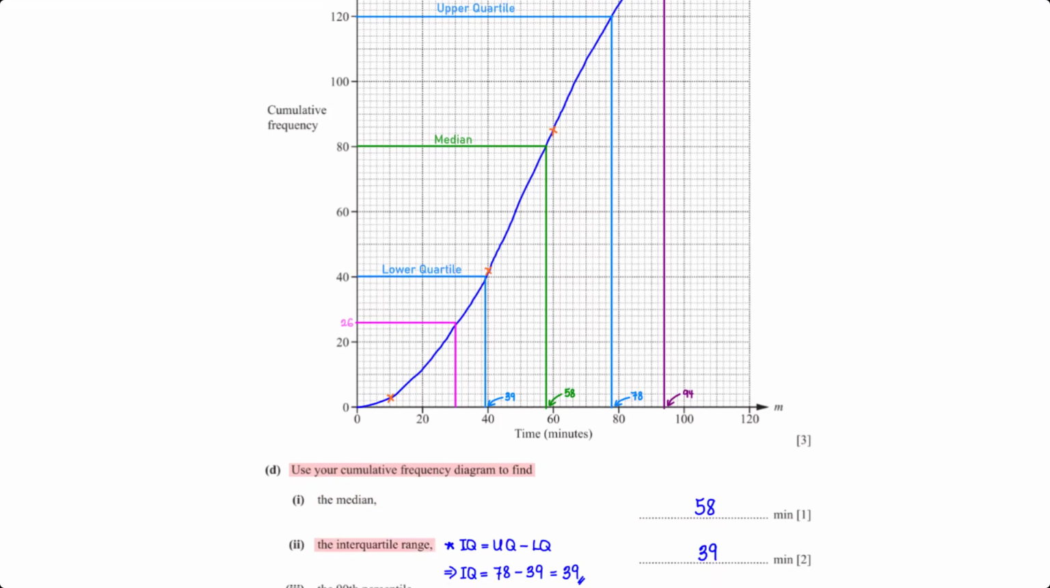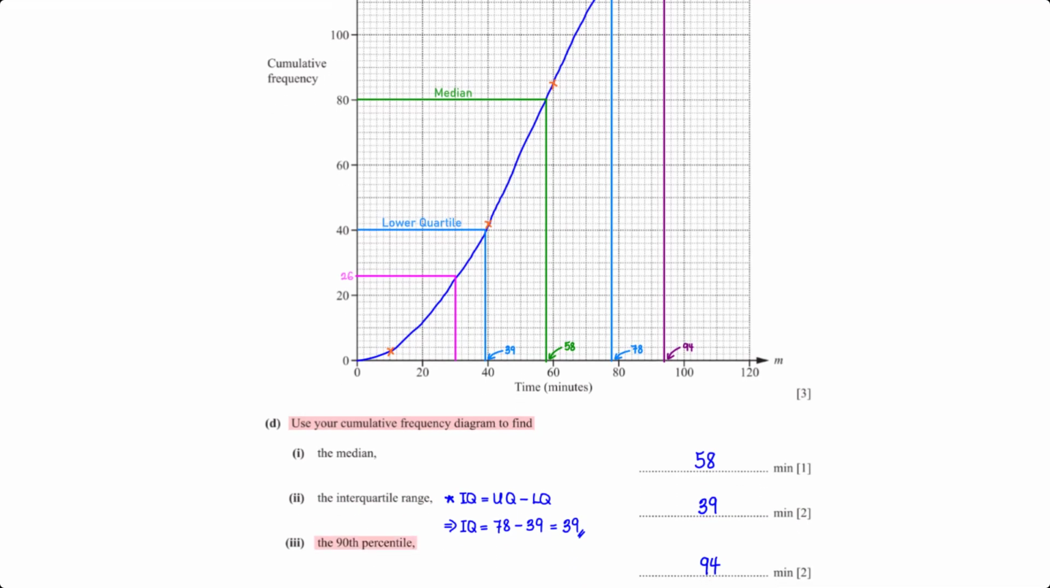Find the interquartile range. The interquartile range is equal to the upper quartile minus the lower quartile. To get the upper quartile, we map 3/4 of 160, which is 120, on the diagram. This gives us 78 minutes. To get the lower quartile, we map 1/4 of 160, which is 40, on the diagram. This gives us 39 minutes. 78 minus 39 gives us 39.